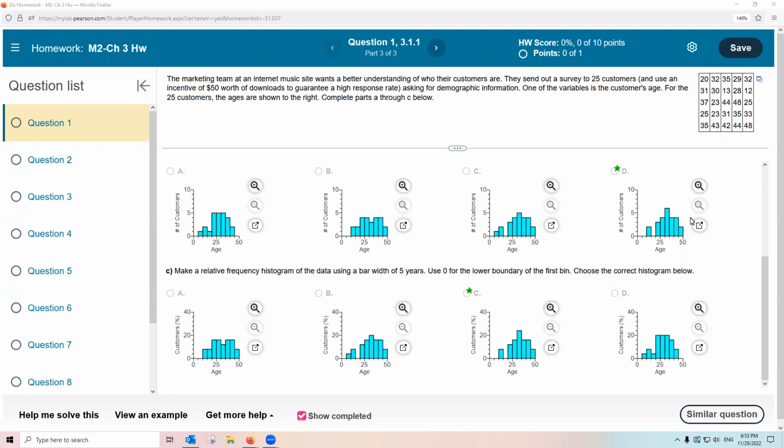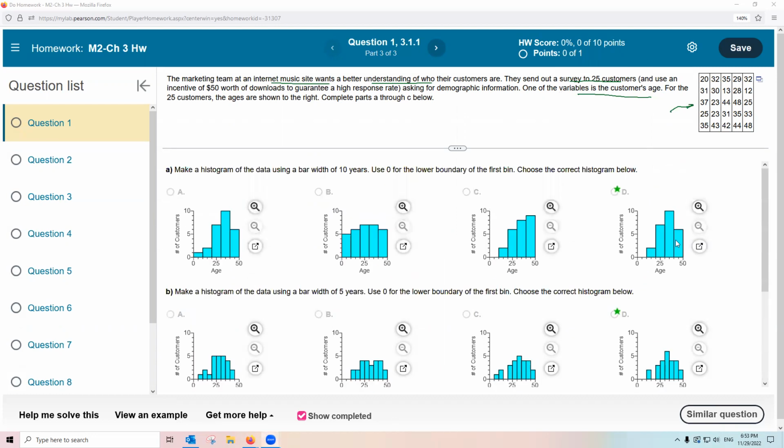All right, so let me start here with question 1. This one says the marketing team at an internet music site wants a better understanding of who their customers are. They sent out a survey to 25 customers, and they wanted to record customer ages. So this table are the 25 customer ages. All right, let me go to part A.